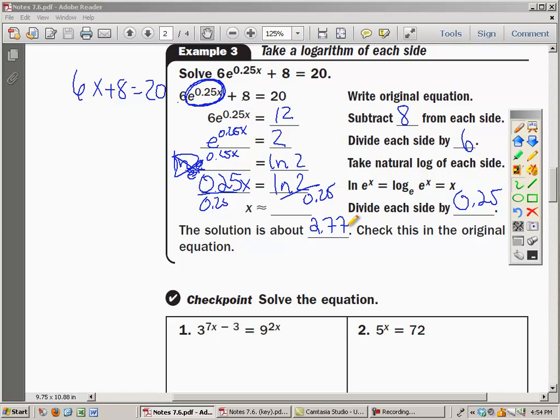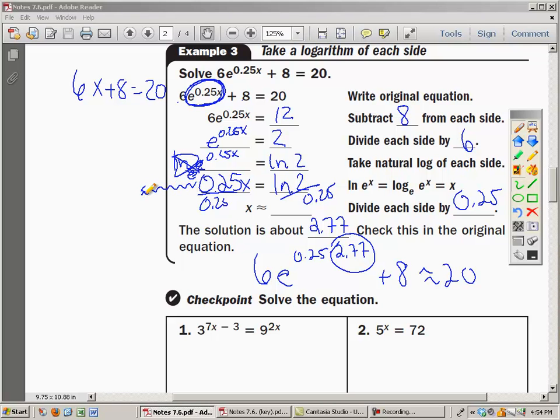So again, when you plug that back into the original, we're not going to take the time to do that, but if you do 6 times e to the 0.25 times 2.77, and then add 8 to the whole thing, you should get something very close to 20. And again, very close because we had to round that number off. All right? Again, kind of a segue when we get into this part right here.